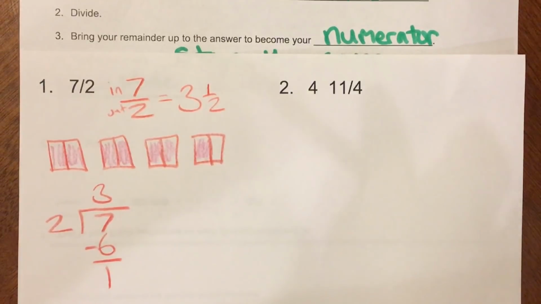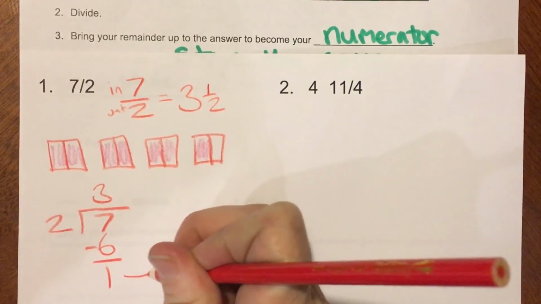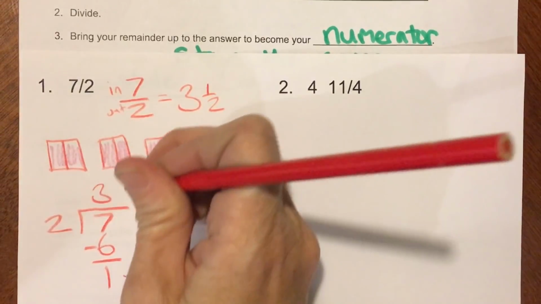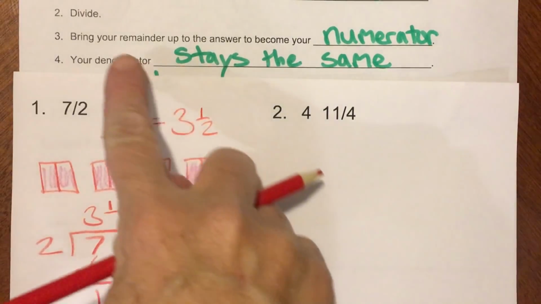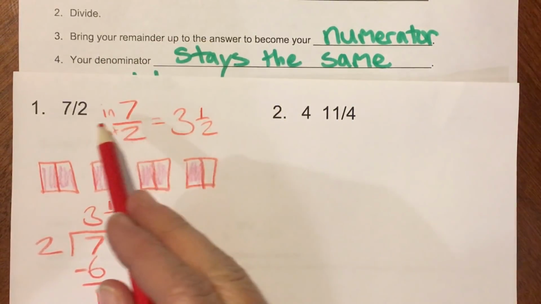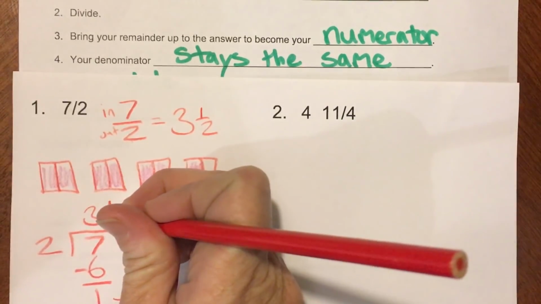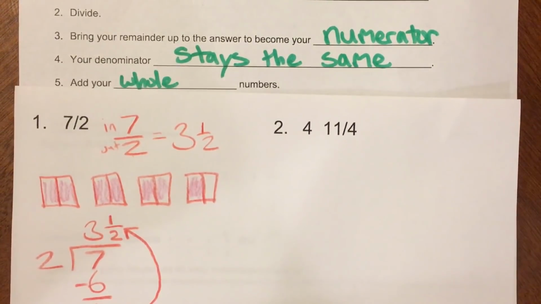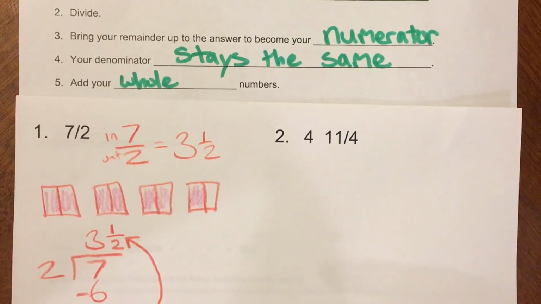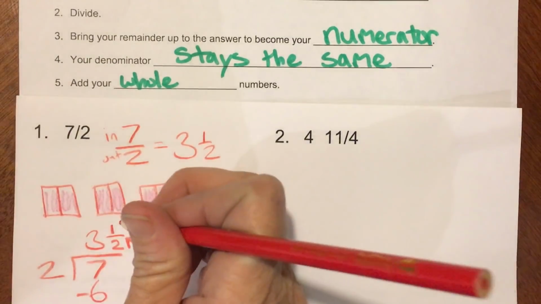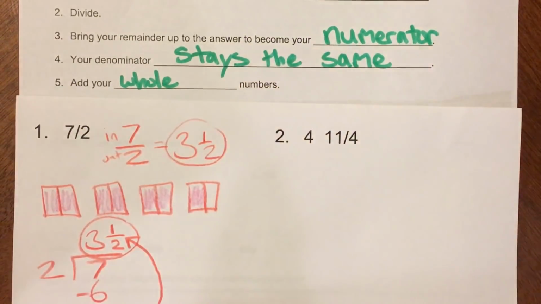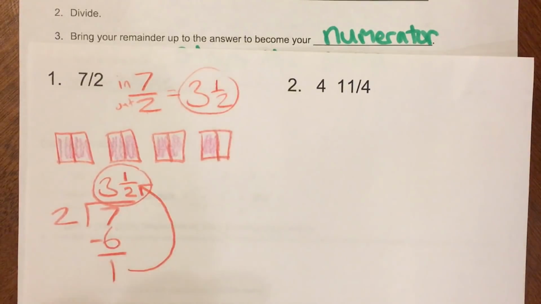I'm going to then bring my remainder up to become my new numerator. So this 1 comes up there. Then it says my denominator stays the same. Well, my denominator was 2, and it's still going to stay a 2. And add any whole numbers. I didn't have any whole numbers. This 1 means number 1, so there were no whole numbers. So I got 3.5, but I did it mathematically instead of using the pictures. Now the pictures again will be fine, you just might get tired of doing them.